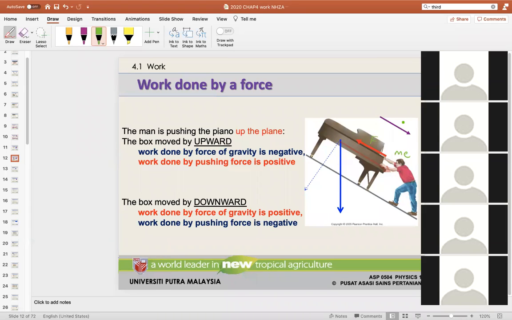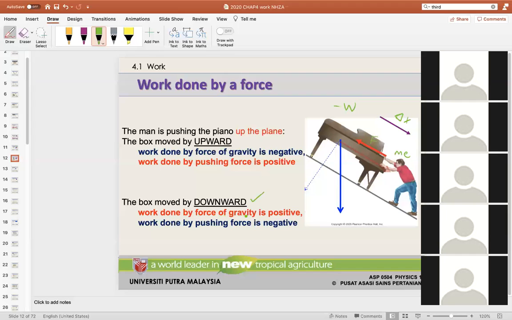So displacement is this way, but force is this way. So we have negative work done. So work done by force of gravity is negative. Work done by pushing force is negative. Wait, only upward, sorry. We are talking about downwards.